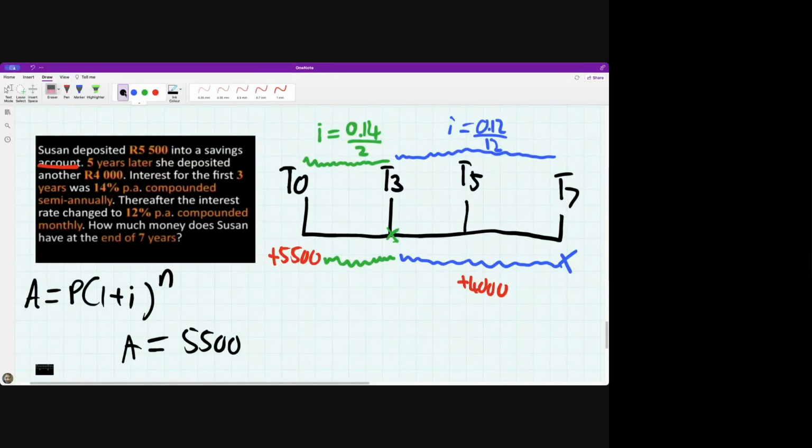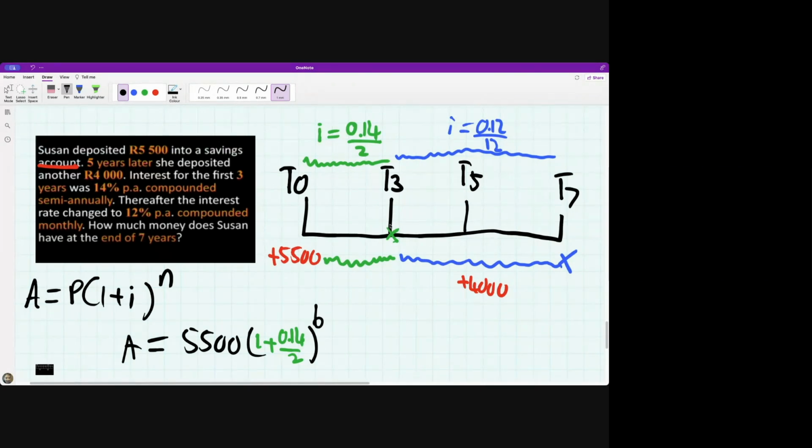I'm going to take my 5,500 and I want to grow it for 3 years. So it is going to be 1 plus 0.14 over 2. What is the number up here going to be? Because remember, 5,500 has to grow for 3 years, but the interest rate is not in years. What's this number here going to be? Well, it's 3 years, but it's half-year interest rates. So it's 3 times 2, which is 6.